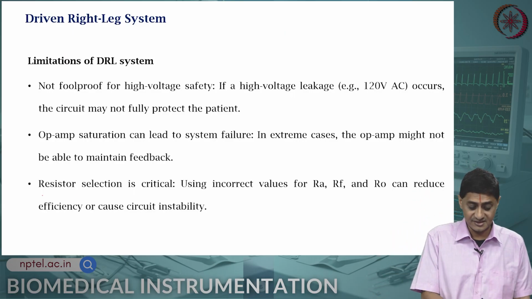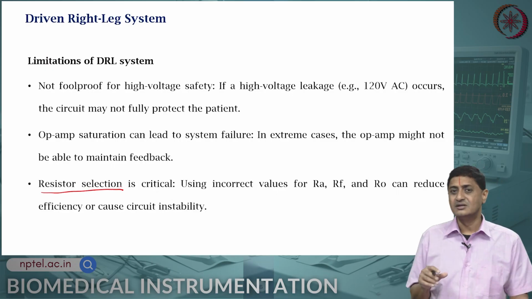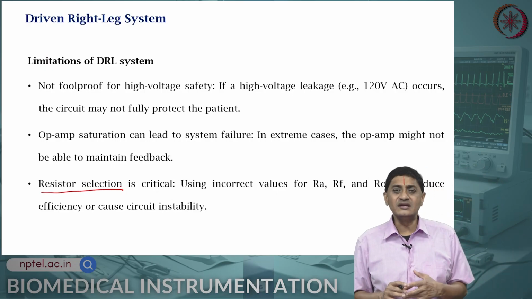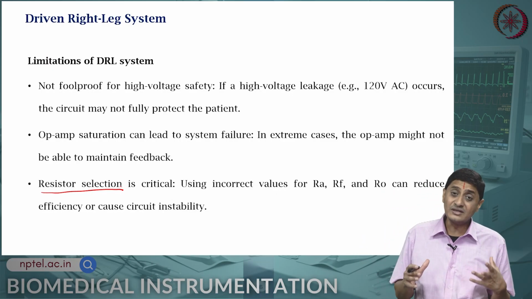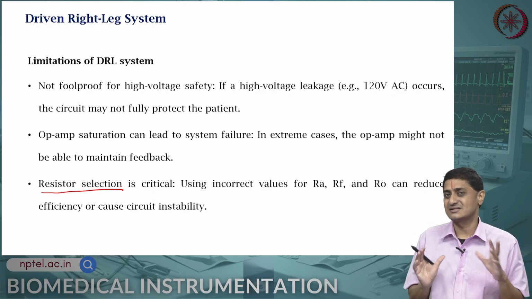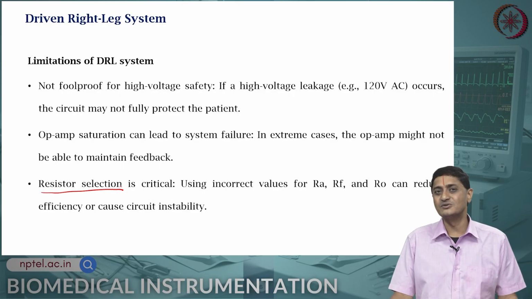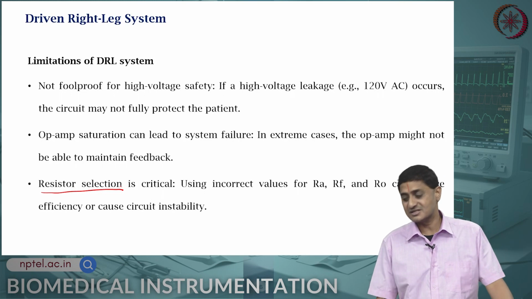Absolutely critical is resistor selection. I already mentioned this. Using incorrect values for RA, RF and RO can reduce efficiency or cause circuit instability. More than that, you need to have matched resistances. That is absolutely critical. You need to have matched resistances.